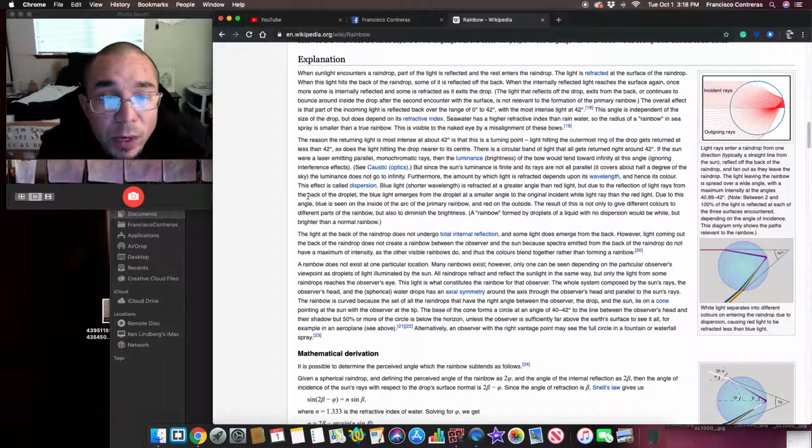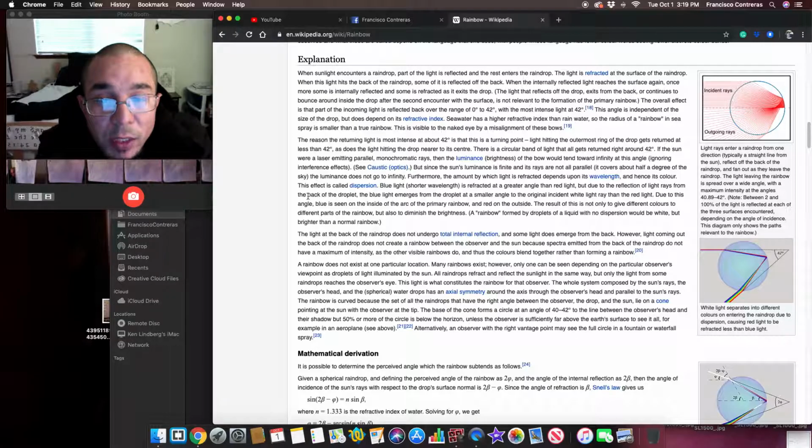Furthermore, the amount by which light is refracted depends upon its wavelength and hence its color. This effect is called dispersion. Blue light, a shorter wavelength, is refracted at a greater angle than red light, but due to the reflection of light rays from the back of the droplet, the blue light emerges from the droplet at a smaller angle to the original incident white light ray than the red light. Due to this angle, blue is seen on the inside of the arc of the primary rainbow and red on the outside. The result of this is not only to give different colors to different parts of the rainbow, but also to diminish the brightness. A rainbow formed by droplets of a liquid with no dispersion would be white, but brighter than a normal rainbow.